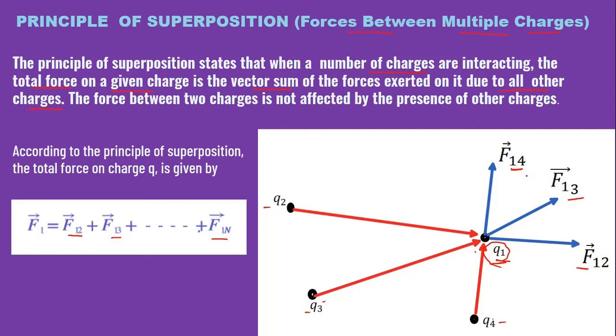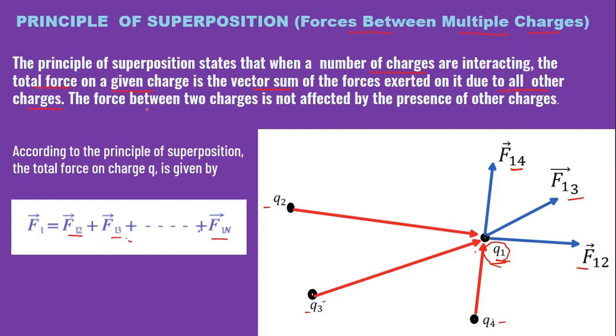About vector addition, you would have learnt in 11th class. So we have to apply here the vector addition of all the forces. Now, I think the statement would be clear. What it says is that when a number of charges are interacting, the total force on a given charge is the vector sum of the forces exerted on it due to all other charges.